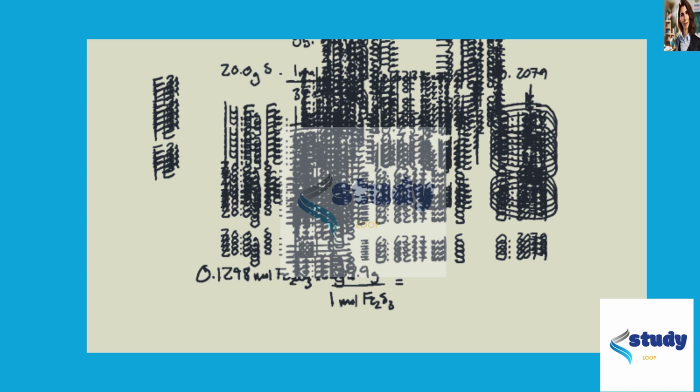Okay, so 207.9 times 0.1298. And our theoretical yield in grams will be 26.9854, which we have 3 sig figs, let's remember. So this is going to round to 27.0 grams iron(III) sulfide. That is our yield.